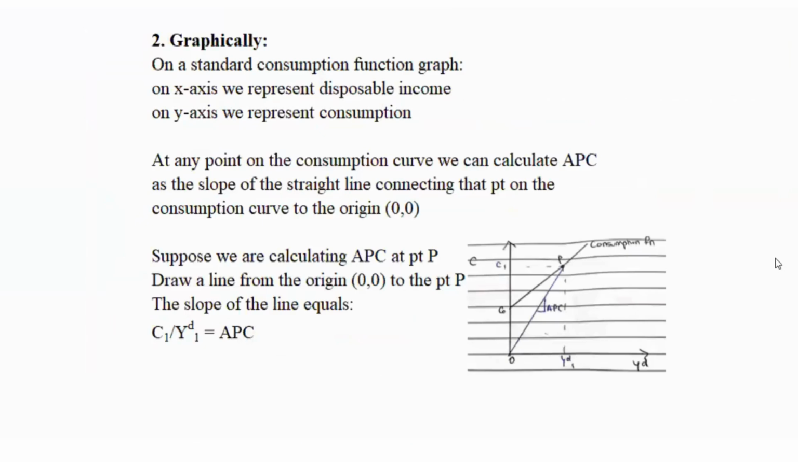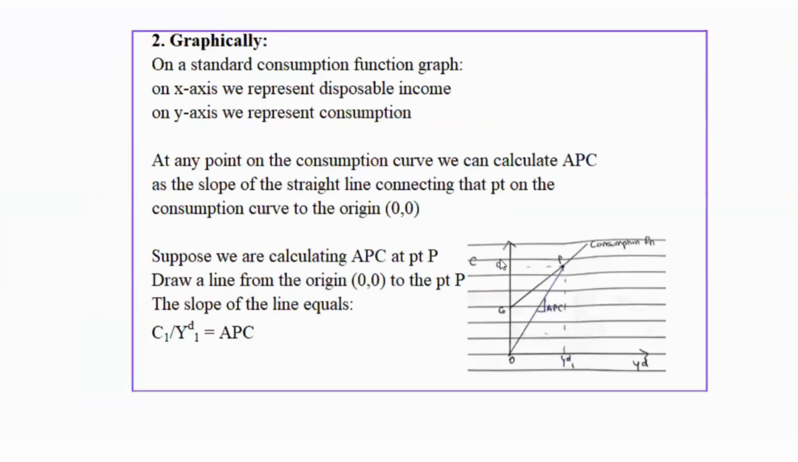So let's look at how we graphically find APC. Now, in a standard consumption function graph, the vertical axis takes consumption and the horizontal axis takes disposable income. We know MPC is constant, it's the slope of this consumption function. But APC is not constant; it goes down as disposable income increases. Because it's not constant, we can calculate the APC at any point on this consumption function curve as the slope of the straight line connecting that point on the consumption curve to the origin.